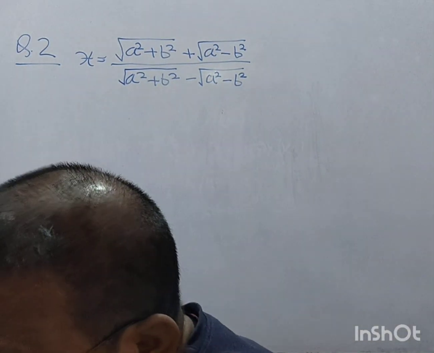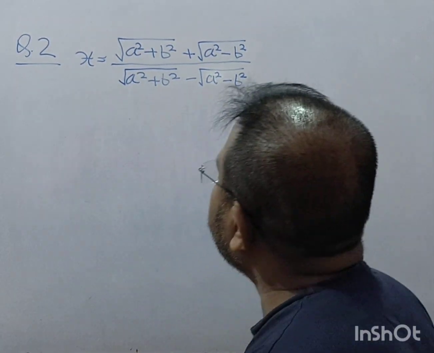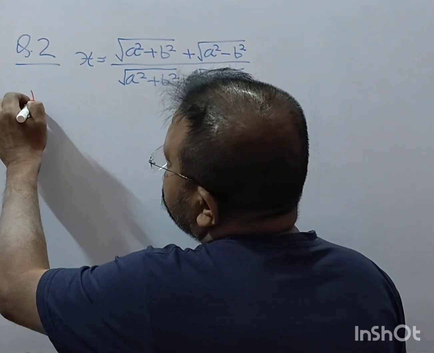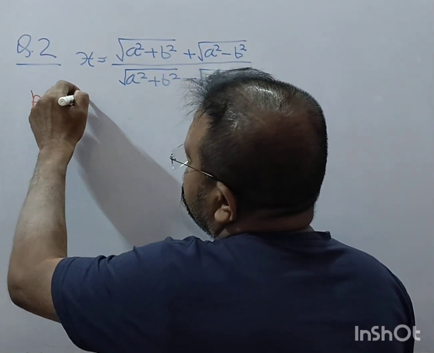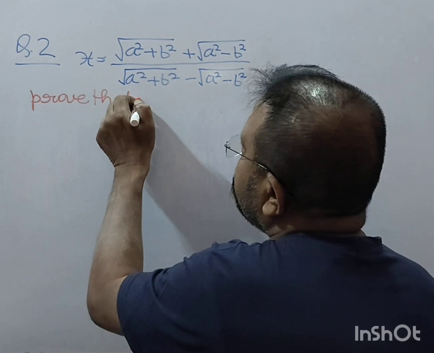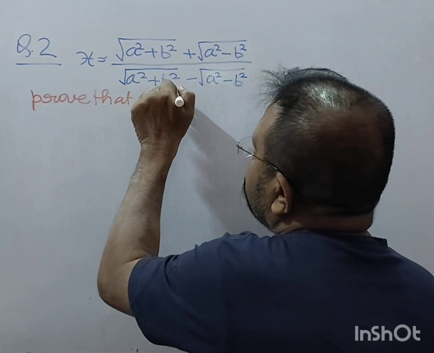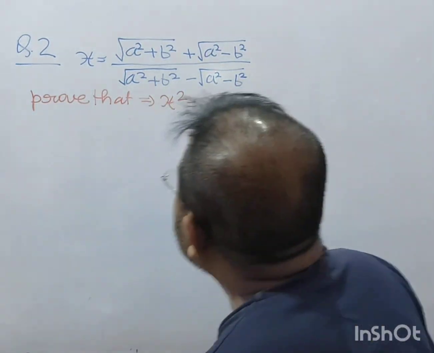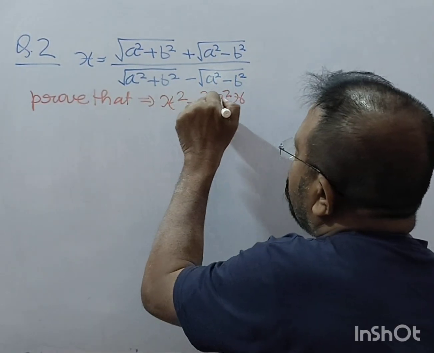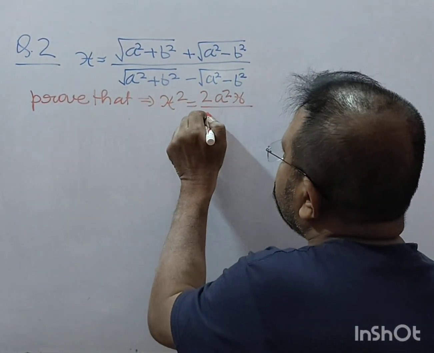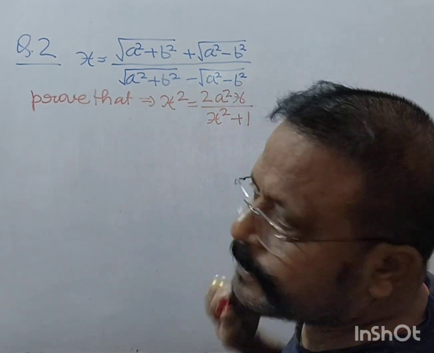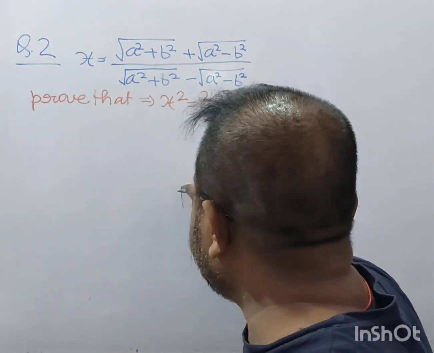Then we have to use componendo dividendo, so prove that x square is equal to 2a square x upon x square plus 1. You get this? This we have to prove.